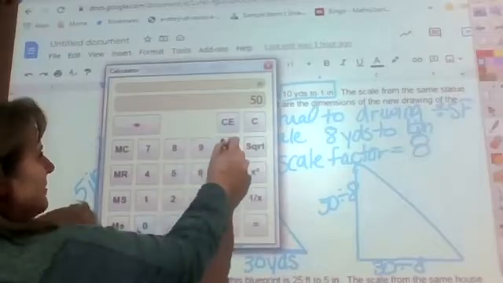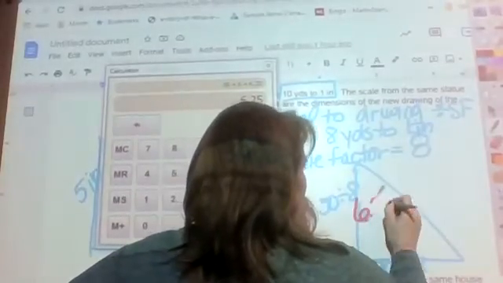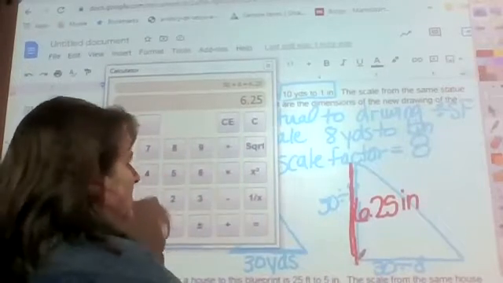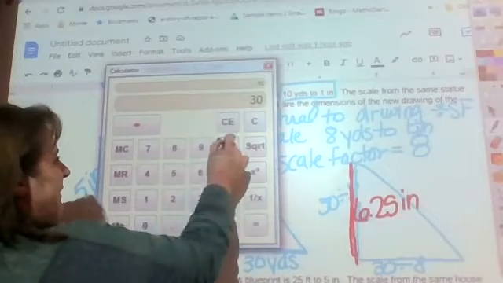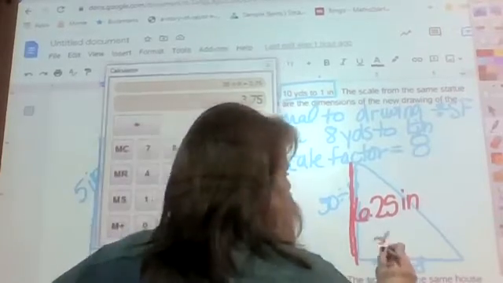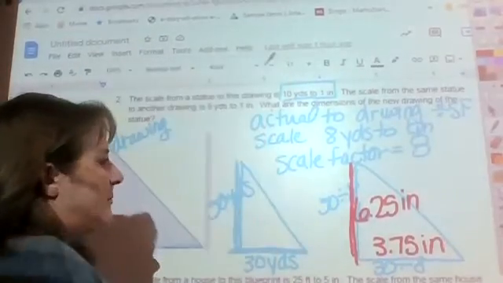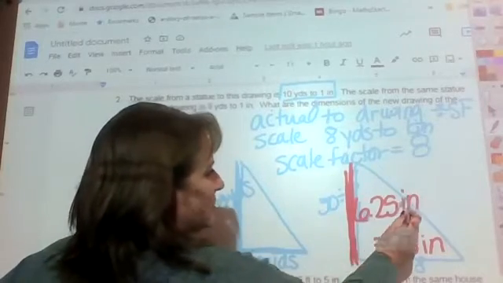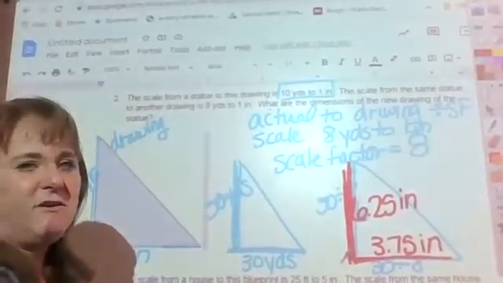So 50 divided by 8 comes out to be 6 and 25 hundredths of an inch. So that's what this new height would be. Next one, 30 divided by 8 comes out to be 3 and 75 hundredths of an inch. So your new dimensions on your new scale drawing are 6.25 inches as your height, and your base is 3.75.